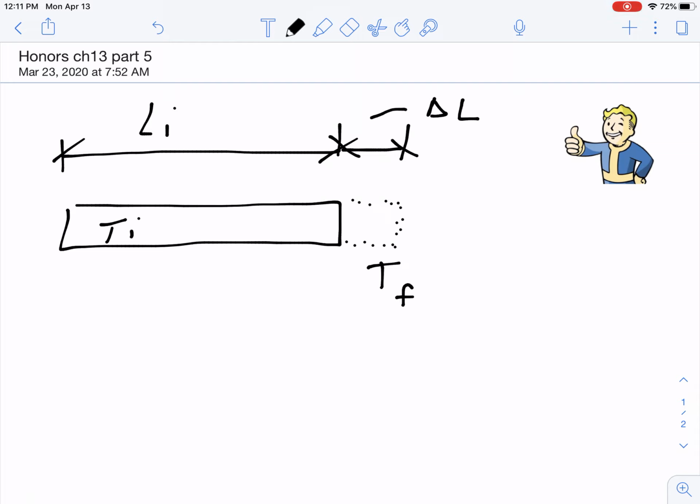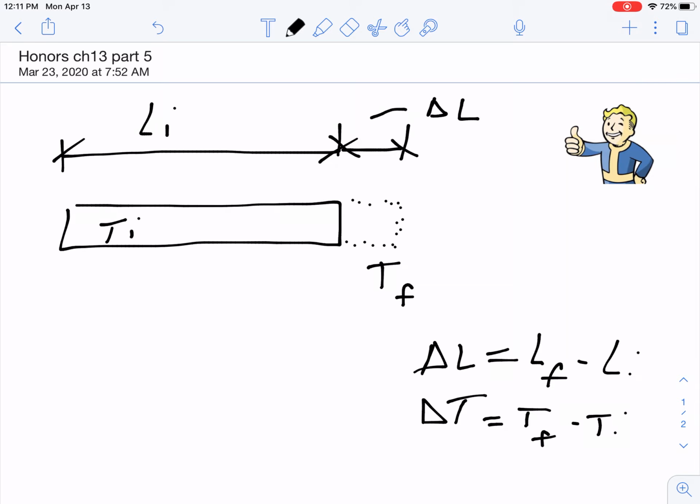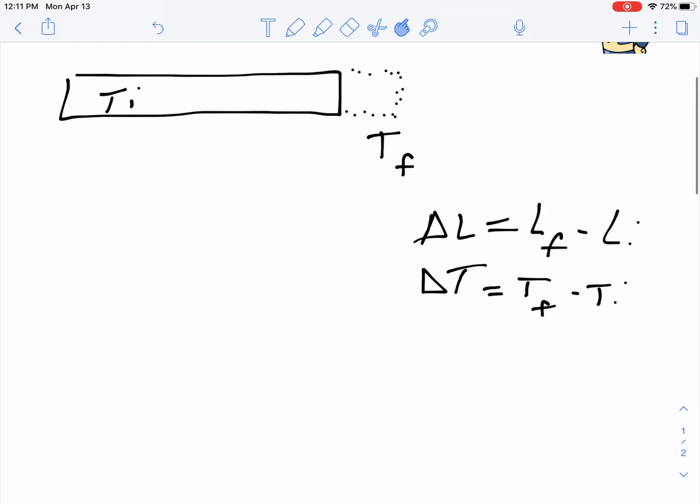So how do we determine how much the length of an object changes? Actually, before I say that, let me go back and remind you. Delta L is like any other delta. It's just final minus initial. And delta T, just like any other delta, is just final minus initial. So just to remind you of those things. All right. What is the change in length here?